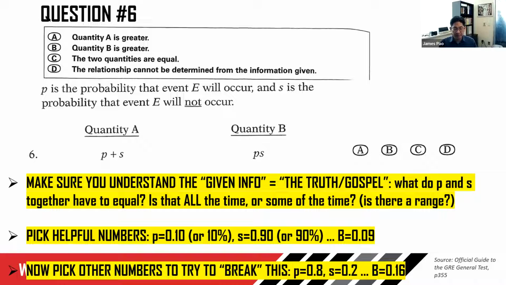This is my bullet point 3. P equals 0.8, S equals 0.2. That gives me a B value of 0.16. Again, simply doing the math on a calculator or on paper or in my head. And that still results in A being bigger than B. So now I've picked 2 different sets of numbers with a great and wide range, but I still come up with A being bigger all the time. So the right answer is A.